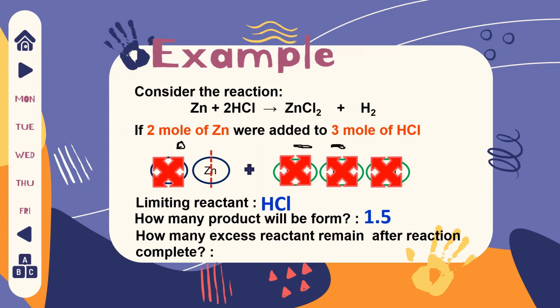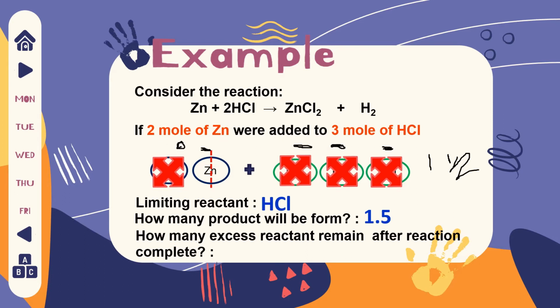Okay, so you akan dapat 1 zinc chloride. And then another one is you hanya tinggal 1 HCl sahaja dan 1 zinc. So tadi nisbah dia 1 zinc and 2 HCl. So if you have 1 HCl, so HCl akan react dengan only half zinc. So half zinc. So you hanya akan dapat 1 and half zinc chloride. So how many product you will be formed is 1.5.